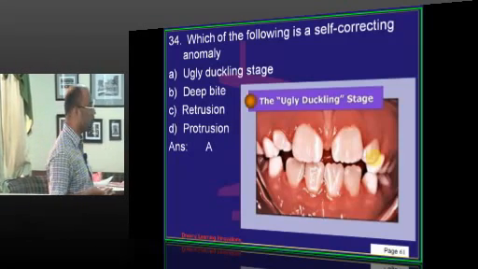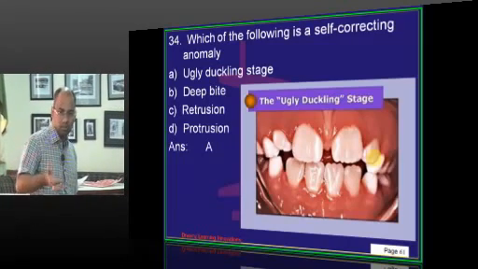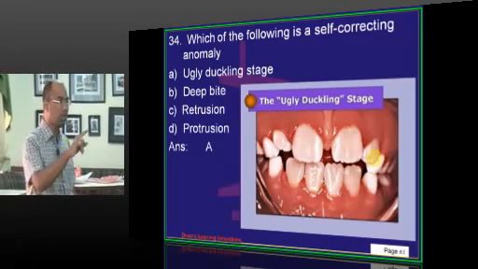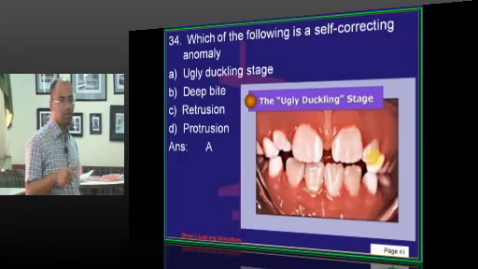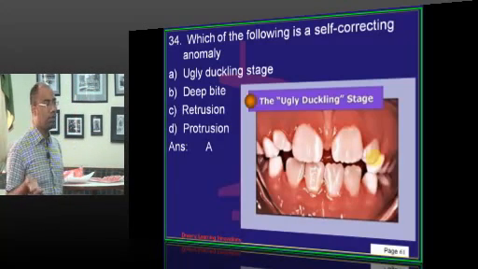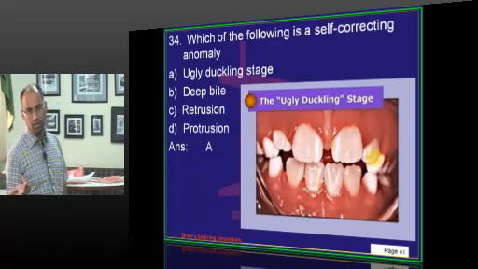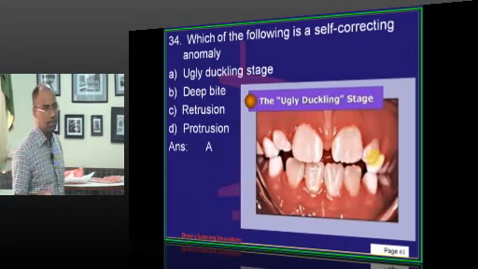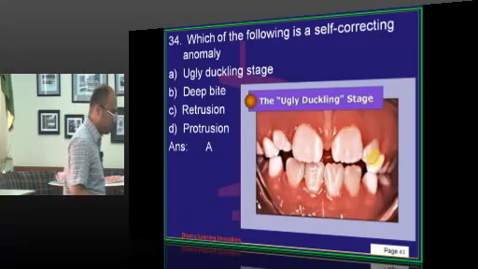Then retrusion or protrusion. If the teeth are retroclined, you have to procline them using fixed appliance or your Z spring if there is space. If they are proclined, they have to be brought back either by your fixed orthodontics or by your labial bow, any appliance. Okay, they are not self-correcting.